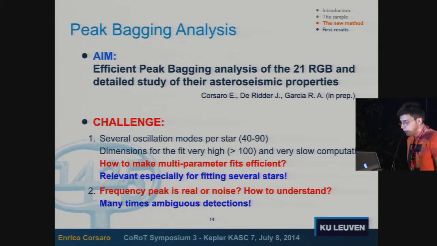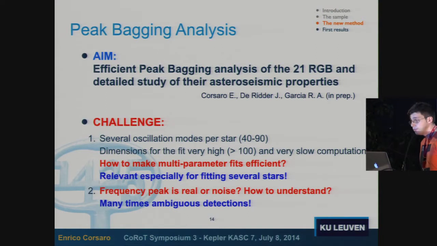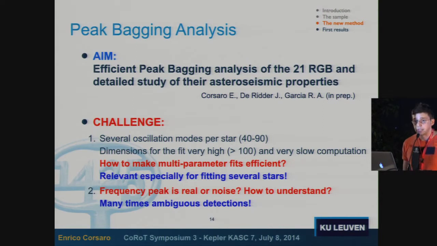So the aim of the work is in practice to perform an efficient Big Banging of all these red giant branch stars, and then a detailed study of all the asteroseismic properties that we derived. The challenge is that in these stars, we have several modes between 40 and 90, and the dimensions of the models that we have to use for the fit can easily grow over 100 free parameters. And so this results in a very slow computation. So the question is how to make the multi-parameter fit efficient.